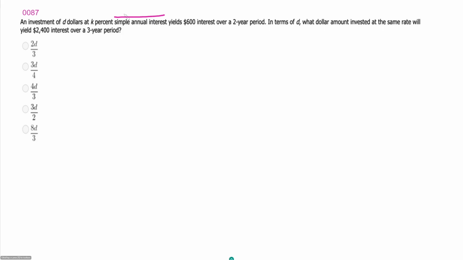So simple is the simplest type of interest you can deal with on the GMAT, because that means your interest should be the same amount every year. You should not need any sort of formula or anything to calculate it.